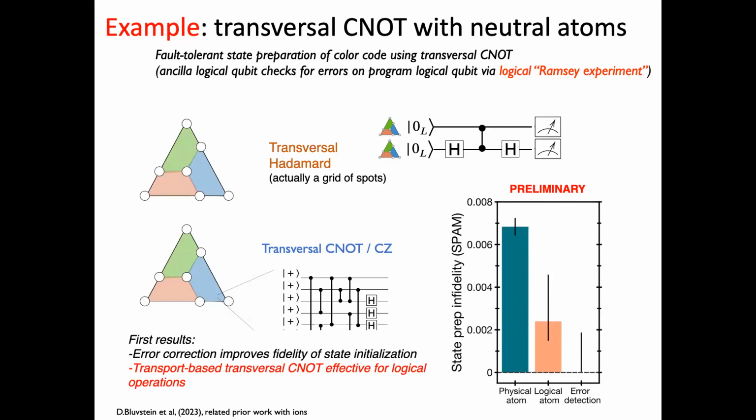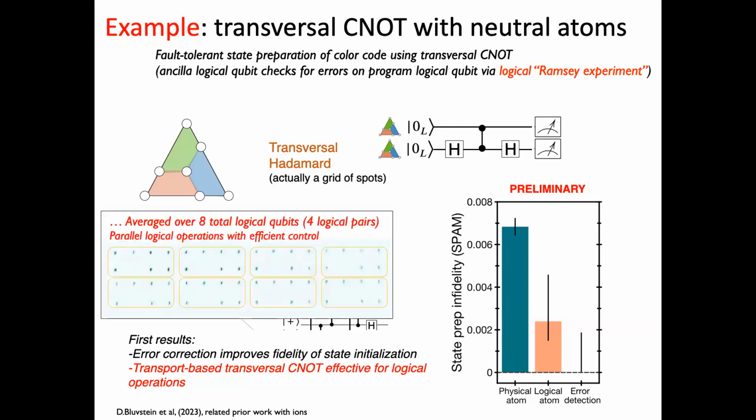And actually, if you do, then at the end, you do decoding, you do error detection, basically you don't see any errors at all. And experiments like this have been done with 1 or 2 qubits, with ions in particular, but this data actually corresponds to multiple pairs done in parallel. So in this case, 4 pairs of these color codes are operated in parallel.